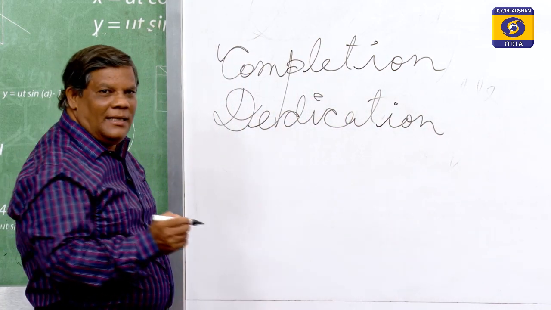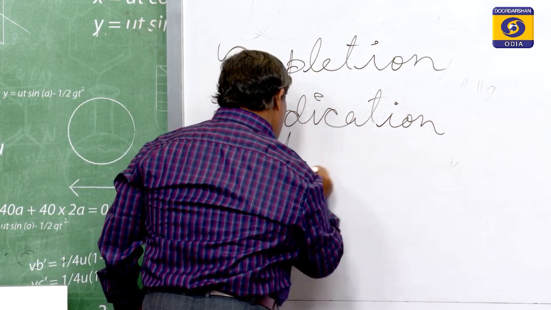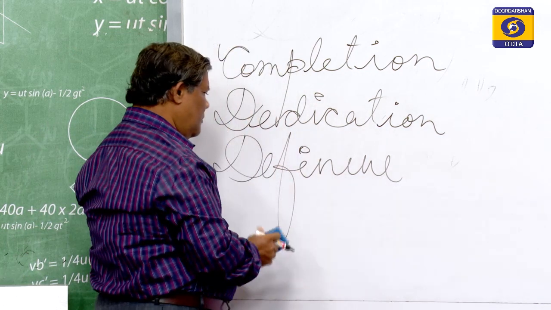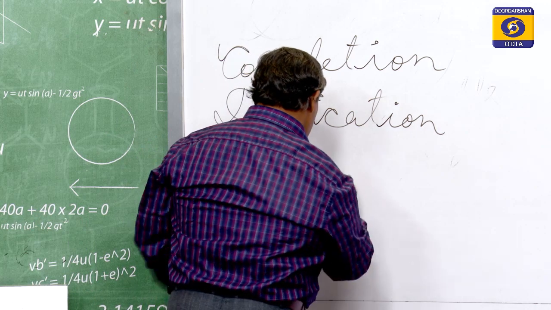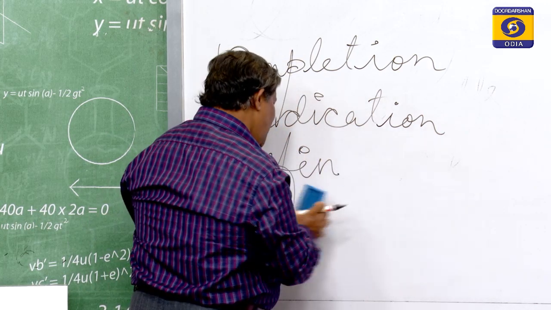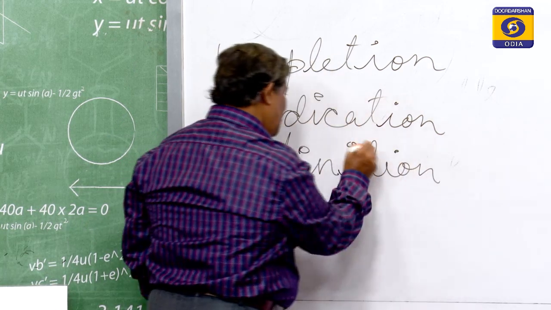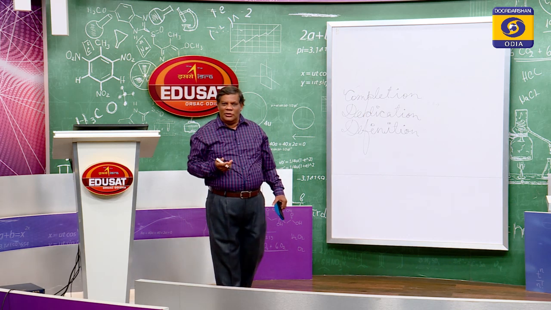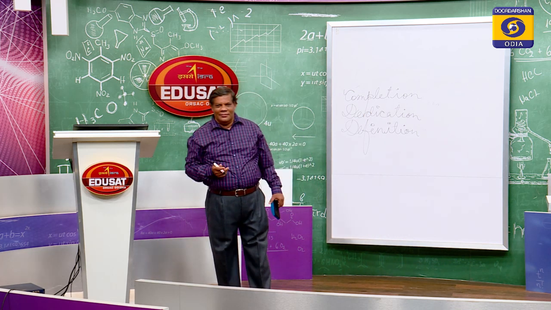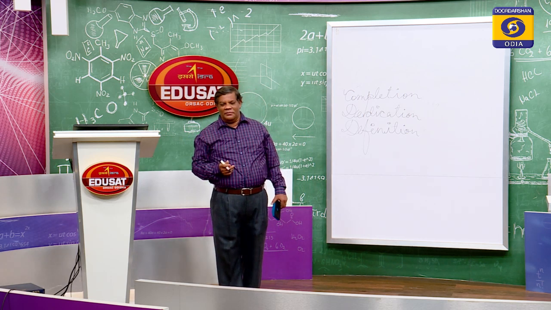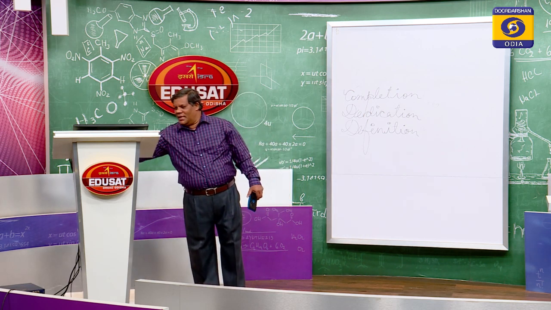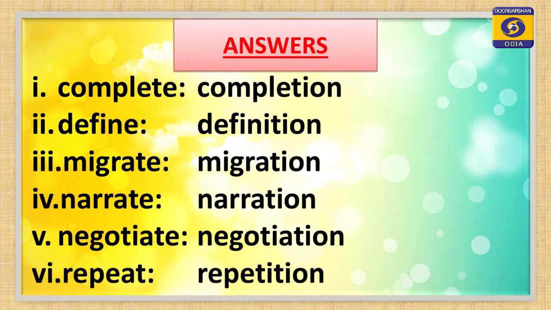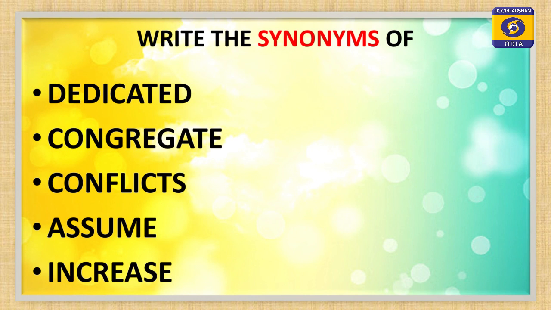Then define. Define, when it becomes noun, it is definition. And in the same way, migrate, migration, narrate, narration, negotiate, negotiation, repeat, repetition. You look at the answers: complete, completion, define, definition, migrate, migration, narrate, narration, negotiate, negotiation, repeat, repetition. Now, find out the synonyms of these words.